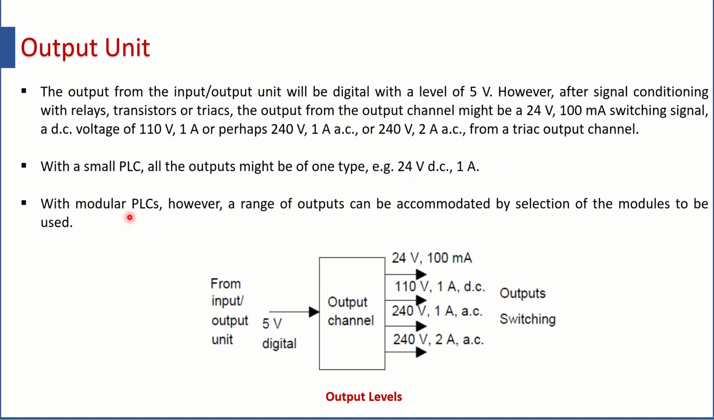However, when you are having modular PLCs, you have a large range of outputs that can be accommodated by selecting the proper modules that you want to use. If for a certain application you need 5 ampere output at maybe 5 volt, in another application you need an AC output at 1 ampere, you can choose different modules that you can attach to the PLC. Just like you are choosing toppings on a pizza, you can attach these modules to the PLC in order to get the proper output that you require for your specific application.